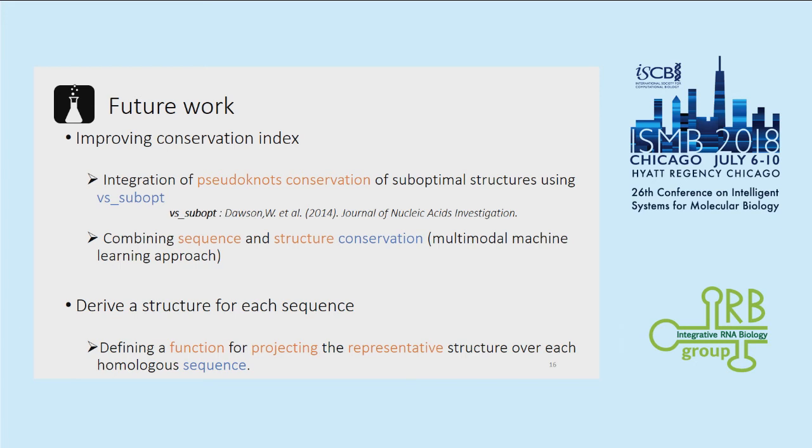The last point here is that aliFreeFold computes one representative structure. So what we would like to do is to not only have one representative, but for each sequence to get a structure. So the idea here will be to take the representative structure and to project this structure onto all the different homologous sequences in order to have, for each sequence, the appropriate structure.